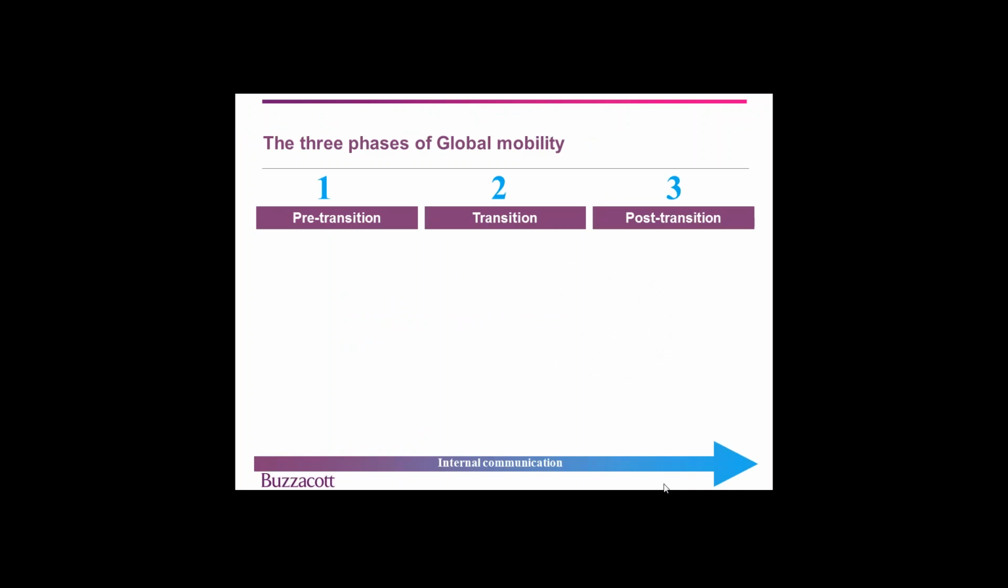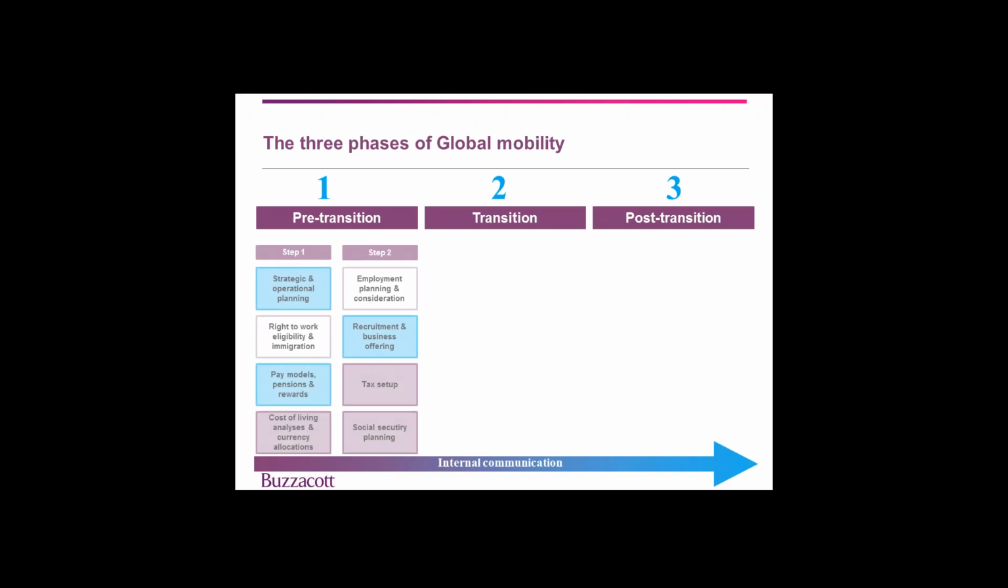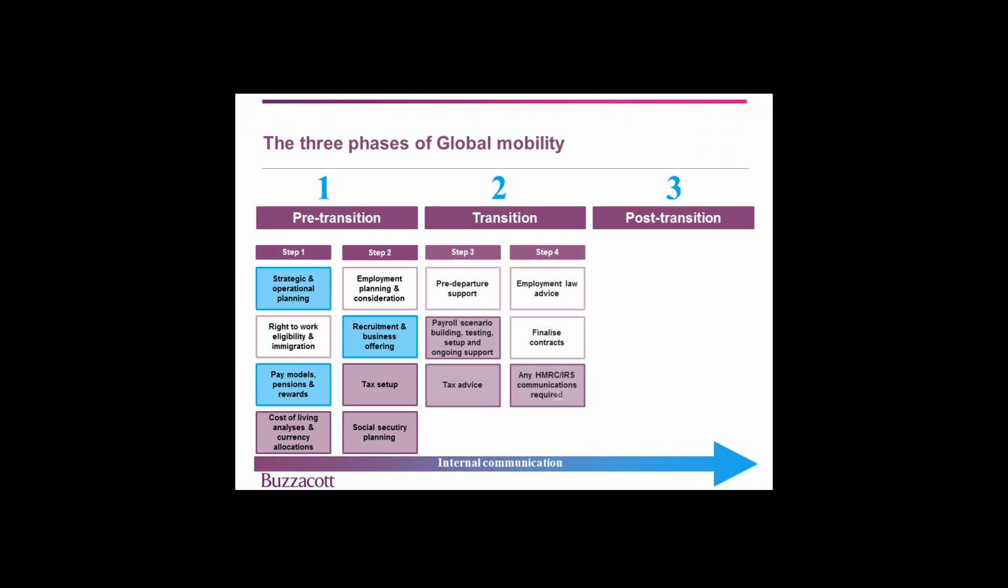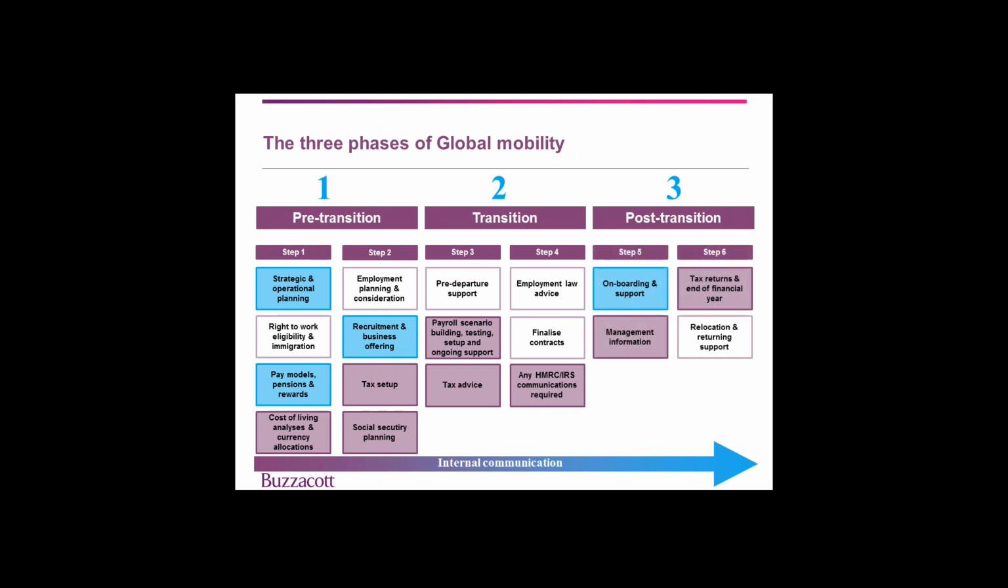So moving on, we have the 3 phases of global mobility. What's outlined here is a strong process that we've designed over time. Each phase illustrates firstly the legal and technical aspects, which you can see in white, the financial elements, which are in purple, and the human or people side, which you can see in the blue squares. As you will hear from us today, all of this must be underpinned by great internal communications.